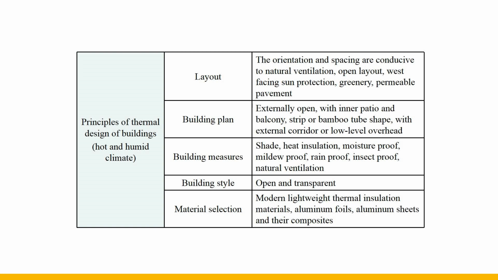In hot and humid areas, from the perspective of preventing excessive solar radiation and using natural ventilation, the orientation, spacing, and outlets that are conducive to natural ventilation should be considered. At the same time, it is necessary to consider the thermal effect of the external environment on the building. Adjust the temperature and humidity of the external environment through greening.